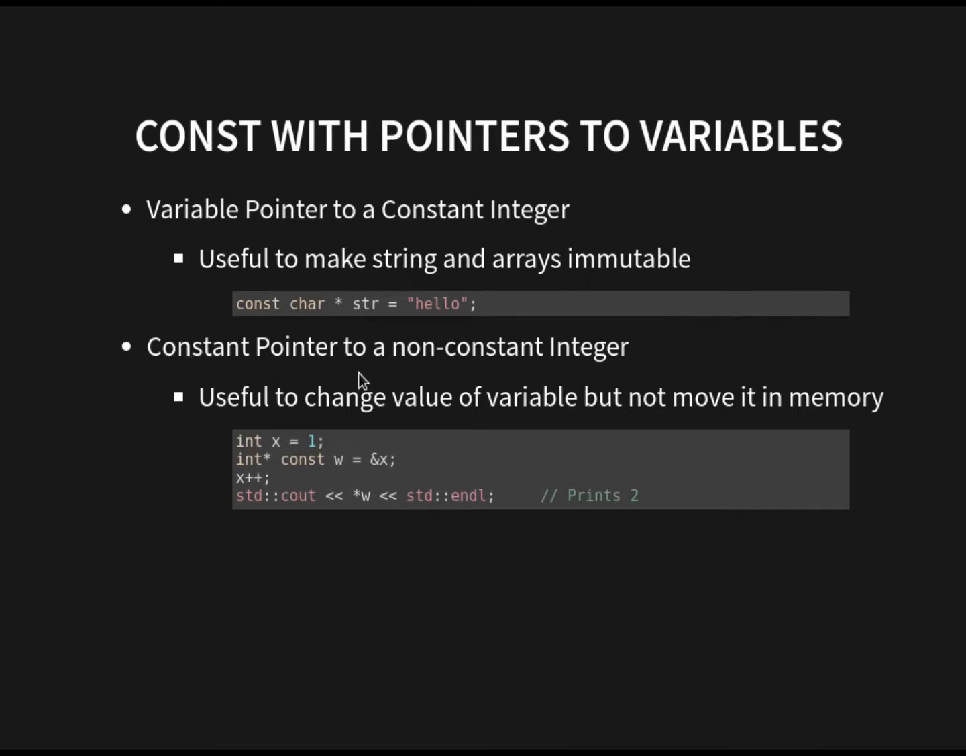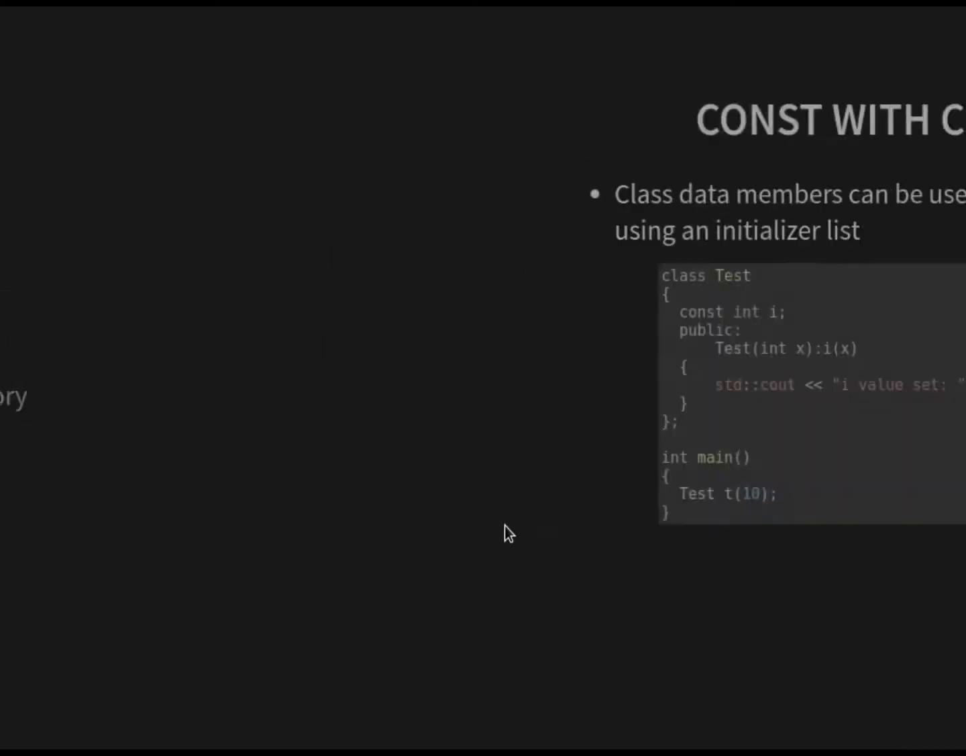Const pointers to non-const variables means you can't change the pointer, but you can change the value it points to. The constant pointer to a variable is useful when you want a storage that can be changed in value but not moved in memory. Here, x is a variable integer, and w is a const pointer. If we change the value of x, we are able to change the value which w is constantly pointing to.